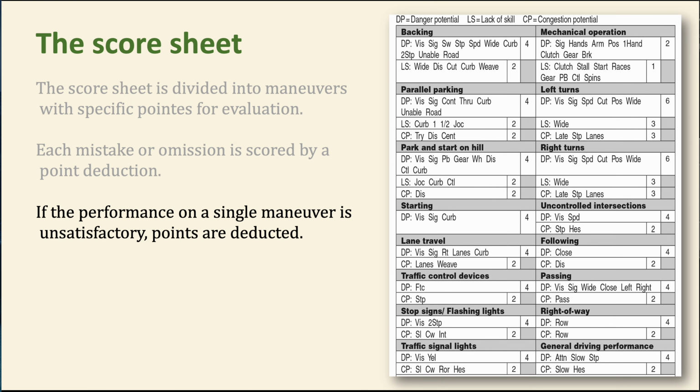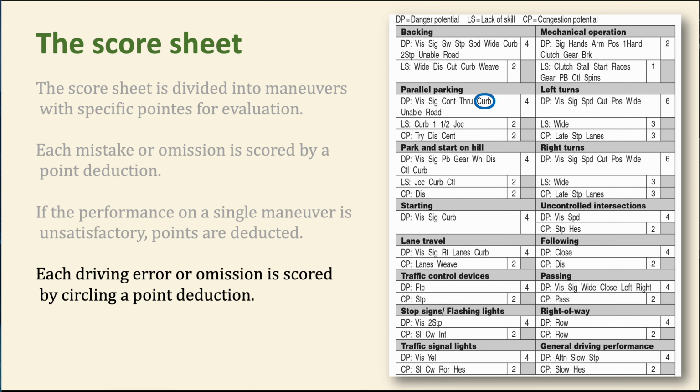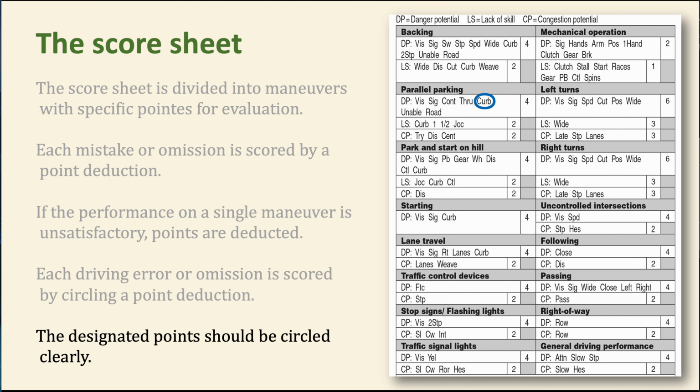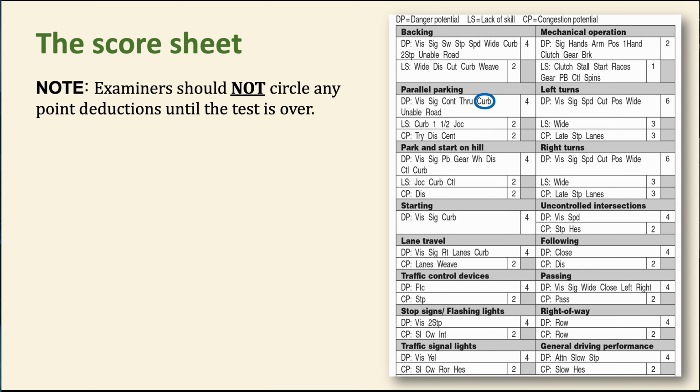119 technical errors. Each driving error or omission is scored by circling the point deductions. So if they put one tire up on top of the curb here during parallel parking, you're going to circle that because it happened. Make sure you circle it clearly so we can see, yes, that's what happened. We did commit that. It wasn't a stray mark.